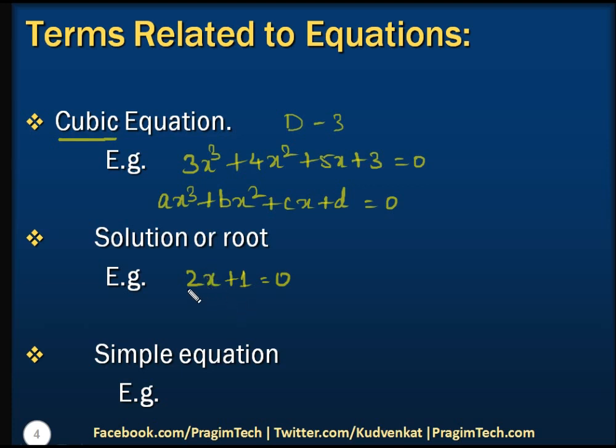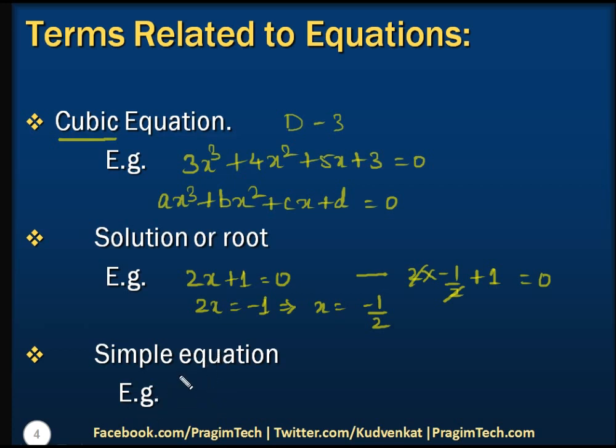For example, 2x + 1 = 0. That means 2x = -1, which implies x = -1/2. That is, if you substitute x = -1/2, the result is going to be 0. Therefore, we can say that x = -1/2 is a solution or root for the given equation. Now let's see what is a simple equation.